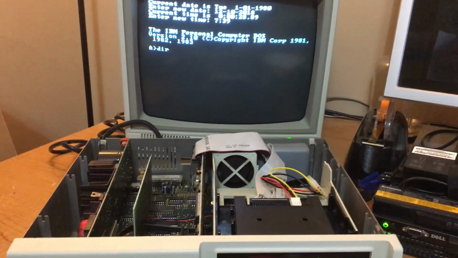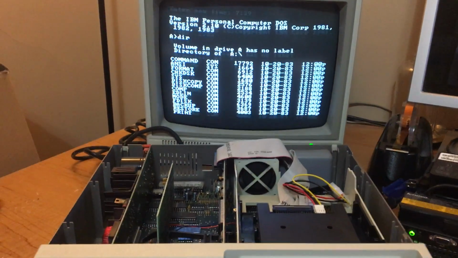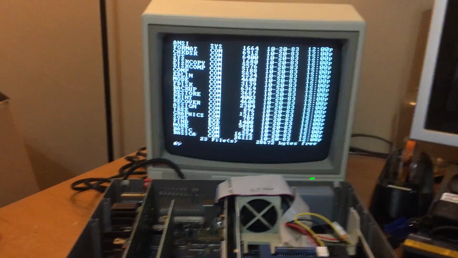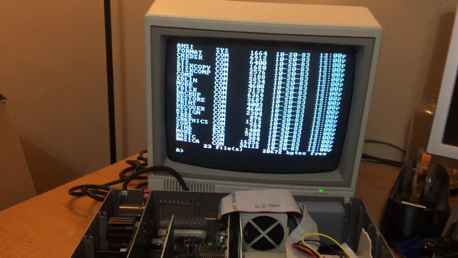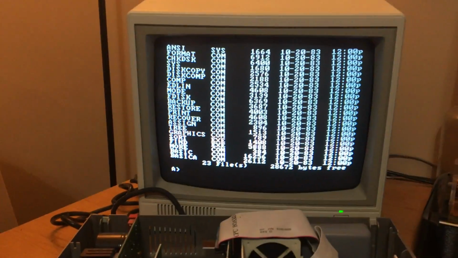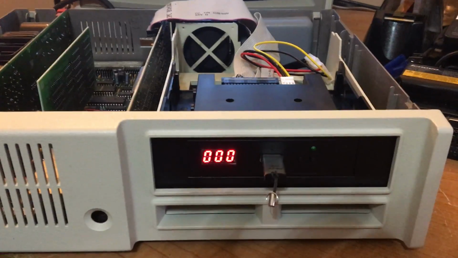And we'll go ahead and do a command and let it load. And there it is. So all of this is loading from an IBM DOS 2.1 disk image that I pulled onto this USB drive.